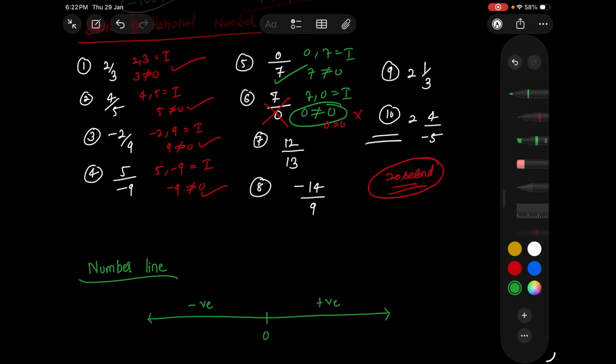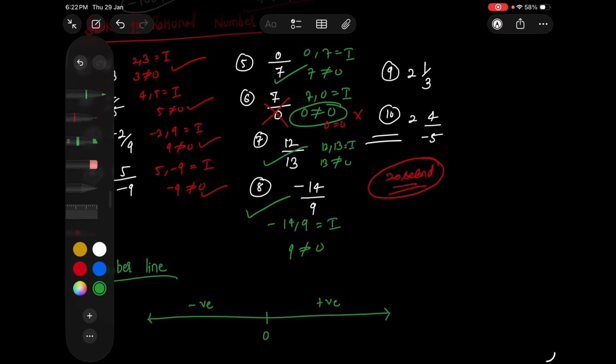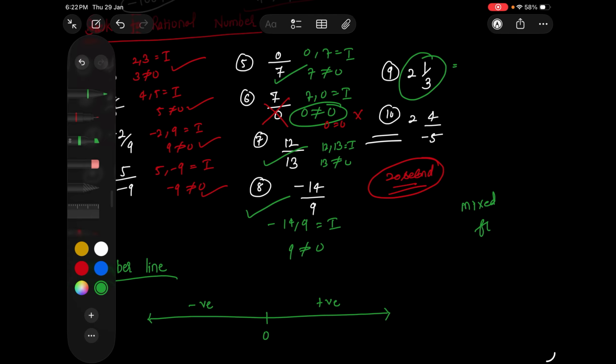In the next question, 12 and 13 are integers. 13 does not equal 0. Correct. Minus 14 and 9 are integers, and 9 does not equal 0. Yes, rational number. 2 whole 1 by 3. I hope that you guys will be able to solve this type of mixed fraction. If you have problems in solving mixed fractions, comment us so I can make a separate video for you guys for fractions.